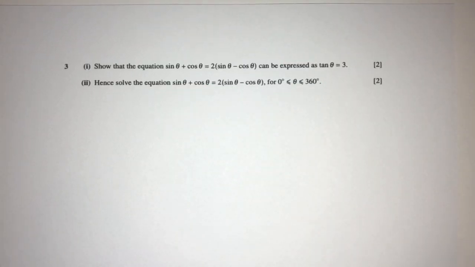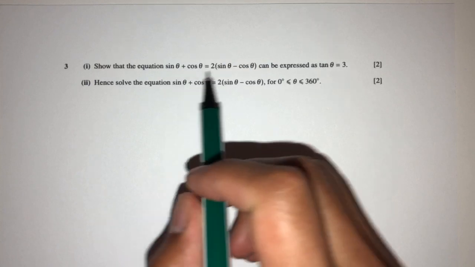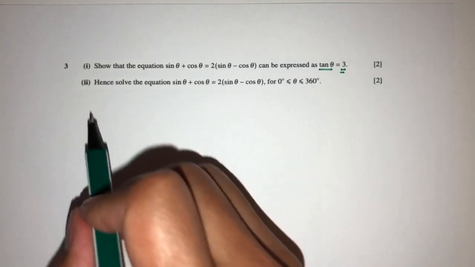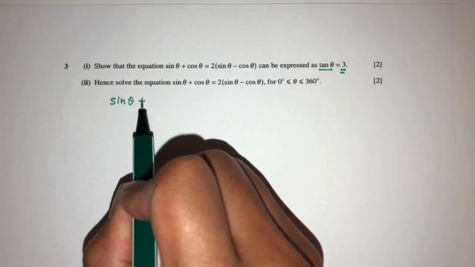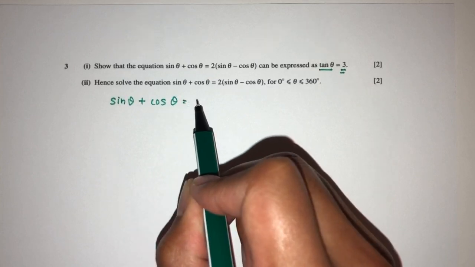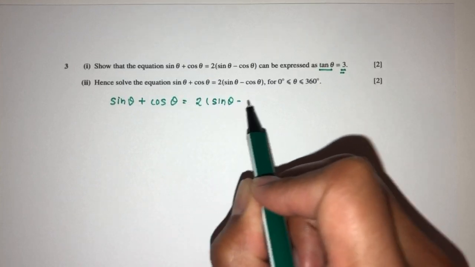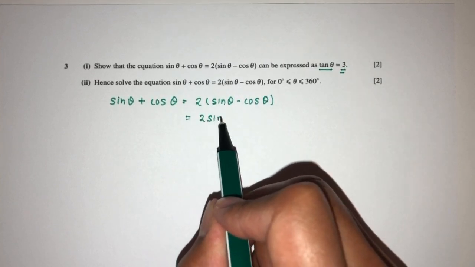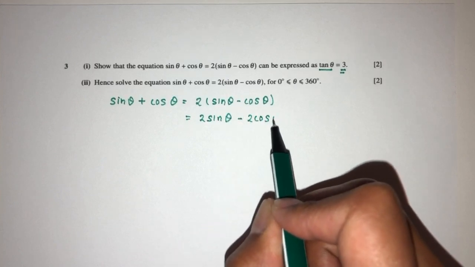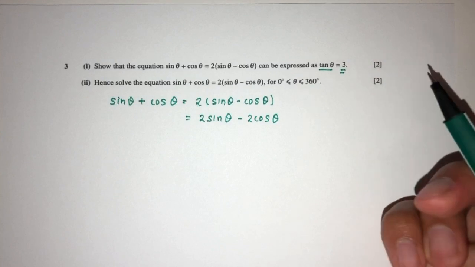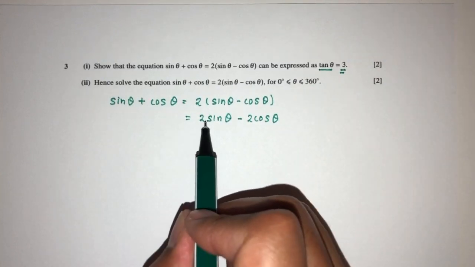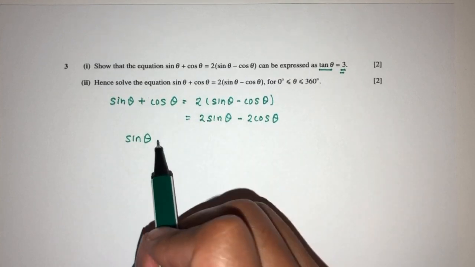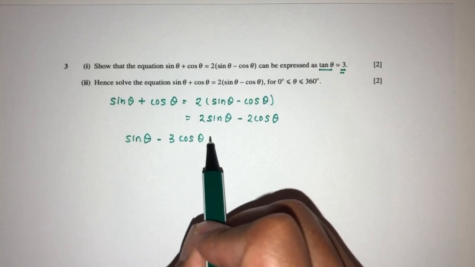Let's move on to the next question. So here we have to show the equation can be expressed as tan theta is 3. So step by step. At first we have sine theta plus cos theta is equal to 2 times (sine theta minus cos theta). Now here we can of course expand this. You'll have 2 sine theta minus 2 cos theta. We can send everything to one side, right? You will have 2 sine theta minus this, you have sine theta remaining. And minus 2 minus 1 should be minus 3 cos theta is 0.